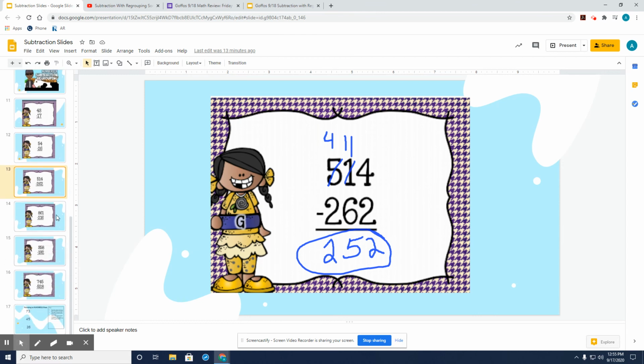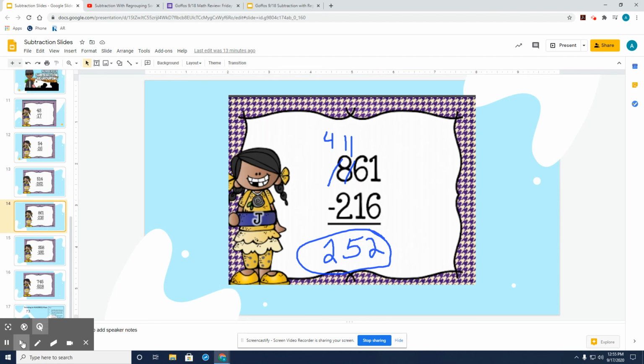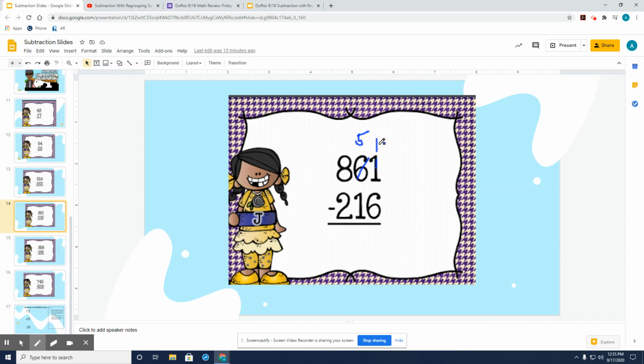And I'd like to do one more. So again, we start in the ones column, so we have 861 minus 216. Ones column, that 1 is smaller than that 6. I have 1 finger. I cannot take 6 fingers away from that. That is not possible. So I need to go next door. 6 becomes a 5. That 1 becomes an 11. 11 minus 6 is 5. 5 minus 1 is 4. 8 minus 2 is 6.